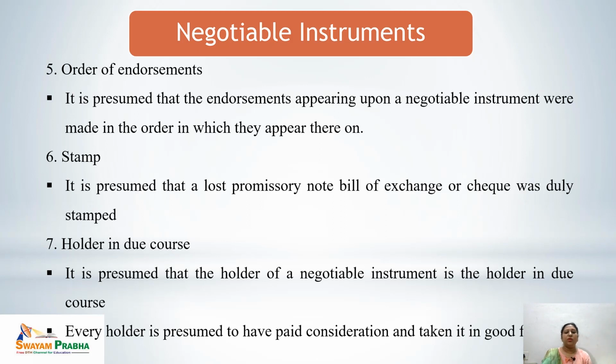Holder in due course. It is presumed that the holder of a negotiable instrument is the holder in due course. I have already explained that a holder in due course can have a better title than the original owner of the negotiable instrument. Every holder is presumed to have paid consideration and taken it in good faith, because the holder in due course has taken the negotiable instrument in good faith, so it is always presumed that he has a better title than the drawer himself.